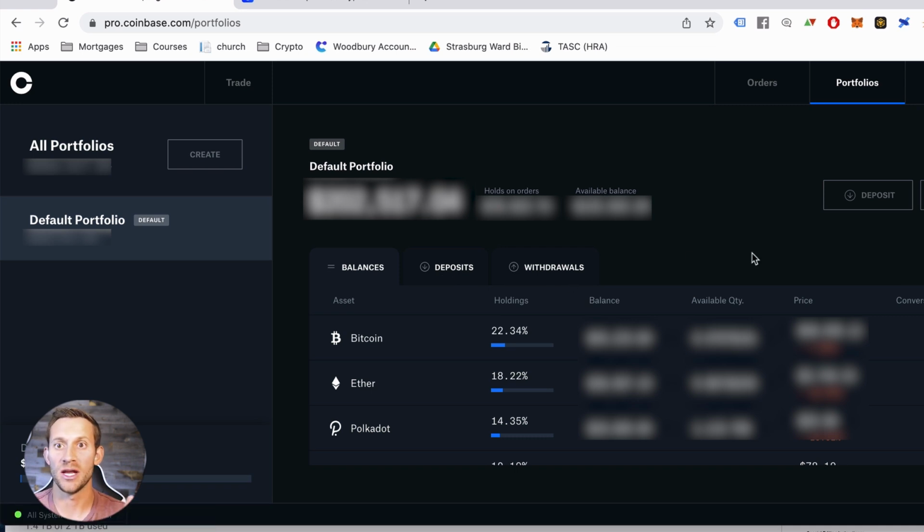And this is where you'll kind of go to get a good idea of what you've currently got going on inside of your Coinbase Pro account.